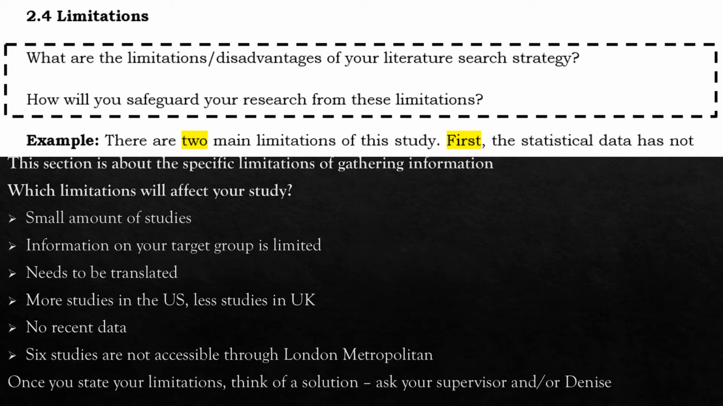Once you state your limitations, it's important that you think of a solution. You can't just say there are no studies. How did you address this? How did you bypass this? How were you able to mitigate this?